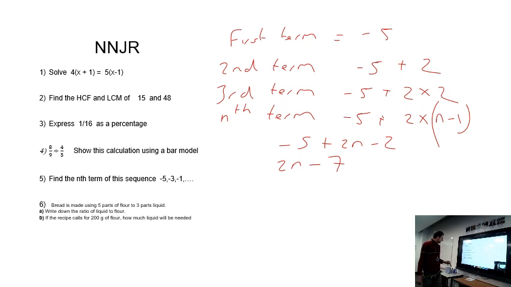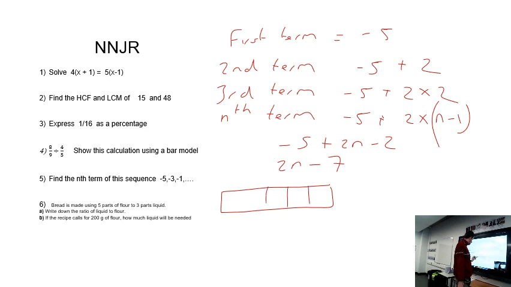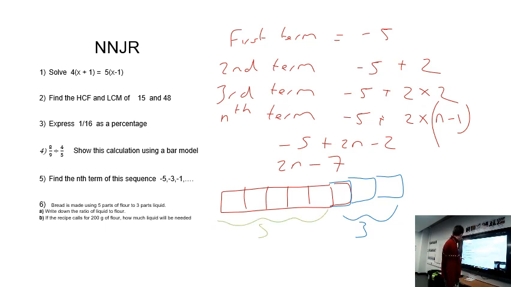Question 6. Bread is made up of 5 parts flour to 3 parts liquid. Find the ratio of liquid to flour. So I'm going to draw a bar model. So 5 parts, okay, equal parts, which is going to be flour, then 3 parts liquid. Okay. So this is my 3 parts, which is liquid, and this is my 5 parts, which is flour. So here the ratio is 5:3.